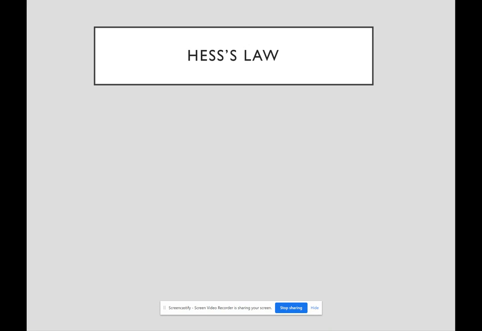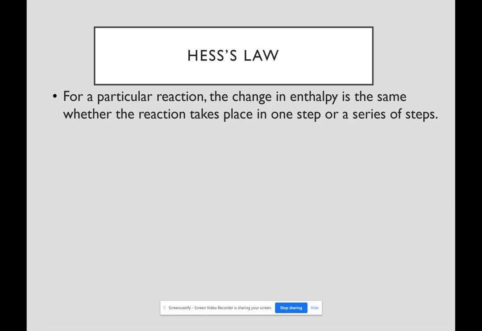Hess's law is another way to calculate enthalpy change of a reaction. Hess's law states that for a particular reaction, the change in enthalpy is the same, whether that reaction takes place in one step or in a series of steps. So the change in enthalpy is the same regardless of the pathway. We know that this is called a state function. So enthalpy is a state function.